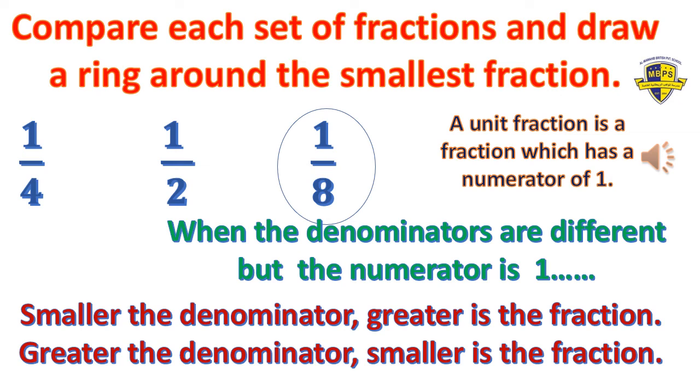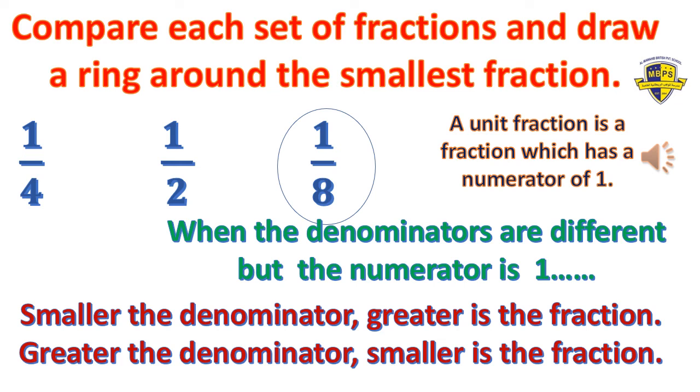Now, on this slide, we need to circle the smallest fraction. So let's check the denominator. In the first fraction, 1/4, the denominator is 4. In the second fraction, 1/2, the denominator is 2. In the third fraction, 1/8, the denominator is 8. Now we have to circle the smallest fraction.